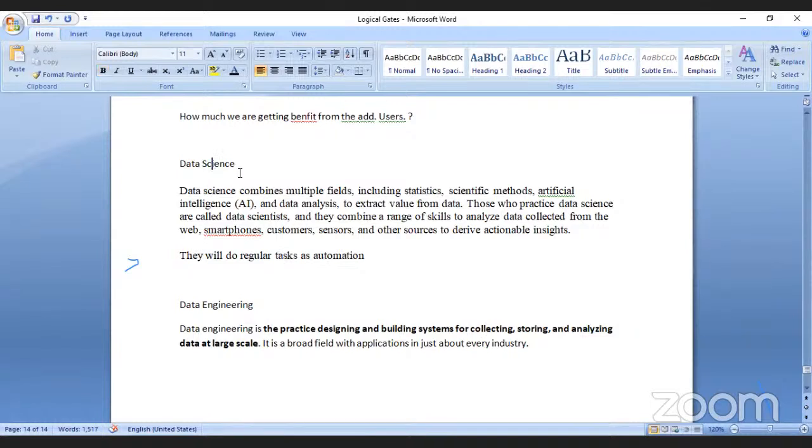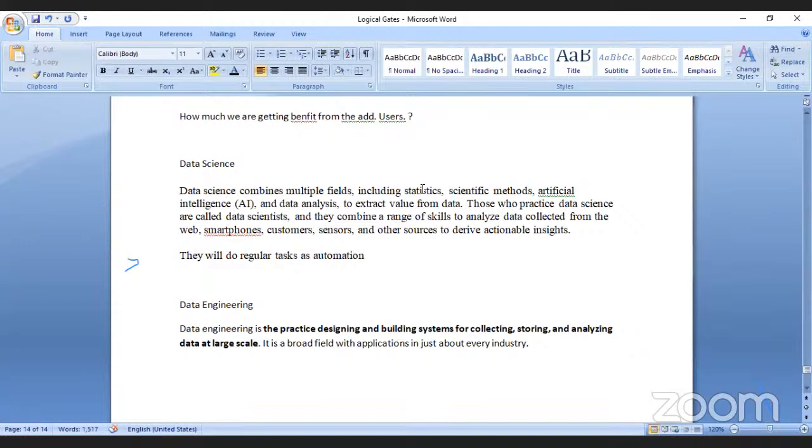We cannot expect that a specific language is required for data science. They may use R language, they may use Python. Machine learning and intelligence: they will also do analysis and extract the value from data. Data engineering is a part of data science, but including this, they also do statistics. They take scientific methods and artificial intelligence, and some analysis will be there in data science.